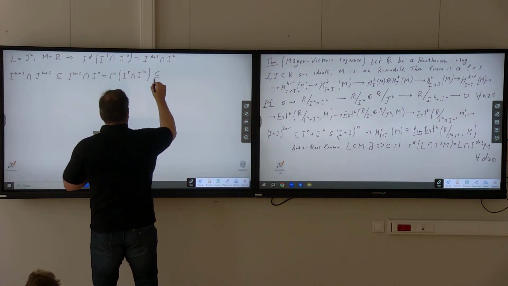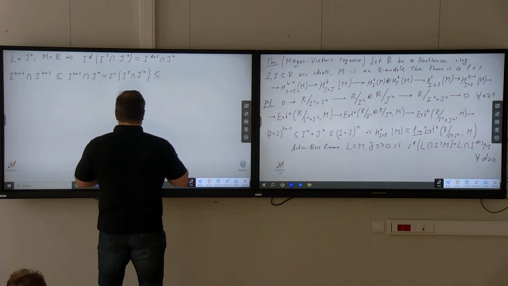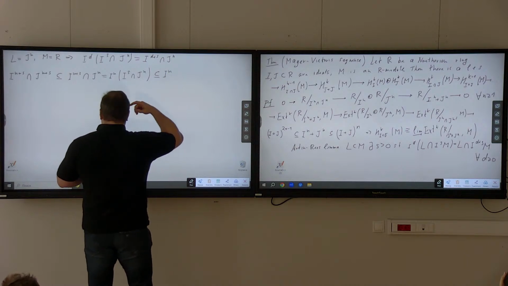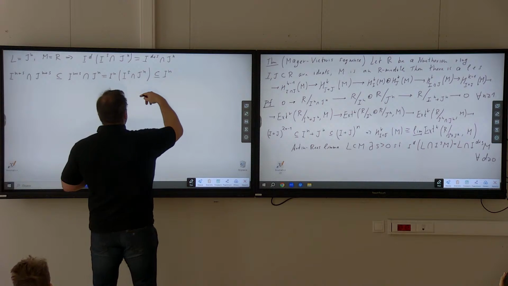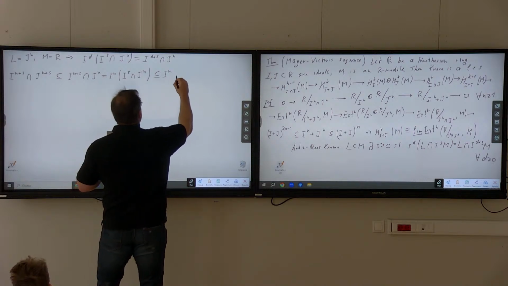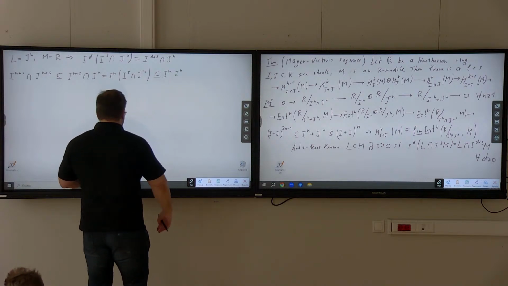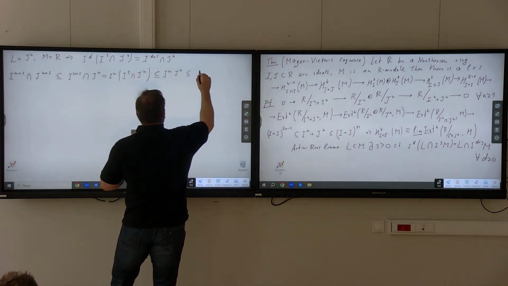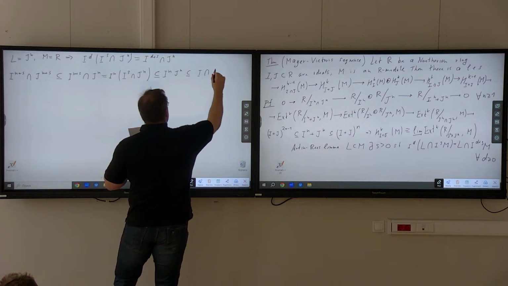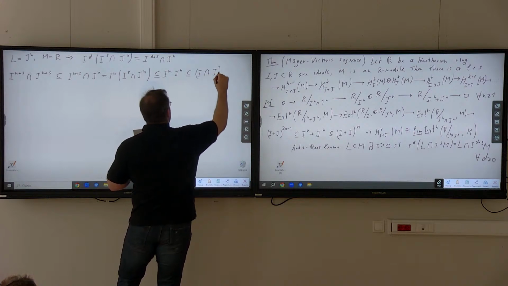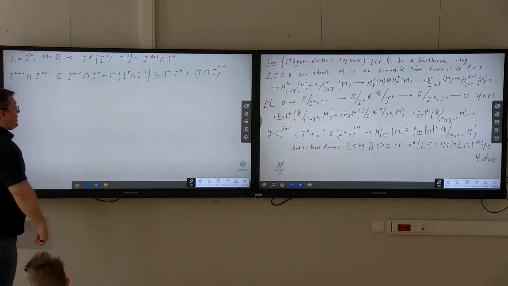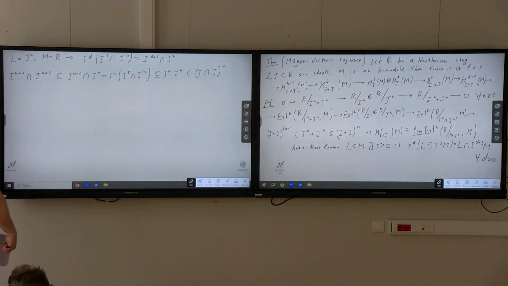And finally, again by trivial reasons, this is contained in I to the n, and of course this intersection of the two ideals is contained in J to the n, so times J to the n. Which again, easily can be seen to be contained in the intersection of I and J raised to the n. So by induction you can do this. For n equal to 1 it is clear, then do the induction.